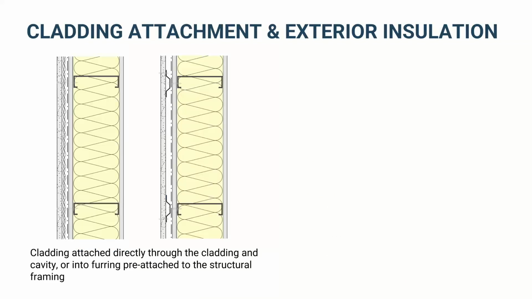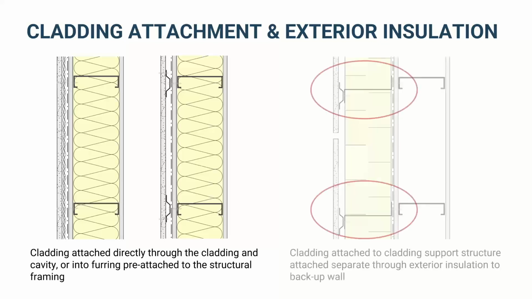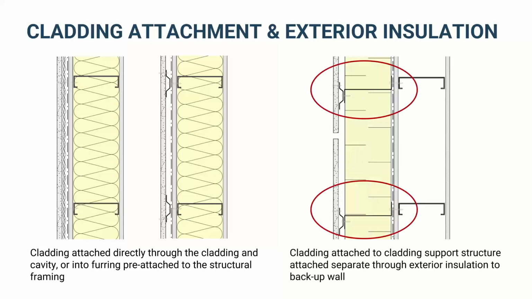Okay, so cladding attachment, right? We've got cladding attached directly through the cladding into the cavity. This is common with panel claddings, for example. Those are quite often attached all the way through, or sometimes they're attached into furring first. But when we have exterior insulation, we want to try to reduce the amount of metal or conductive things that can stick through that insulation.